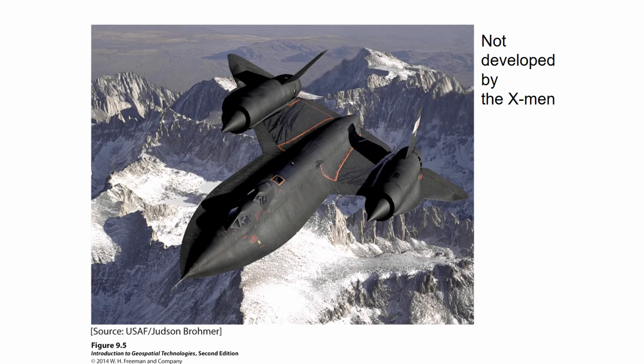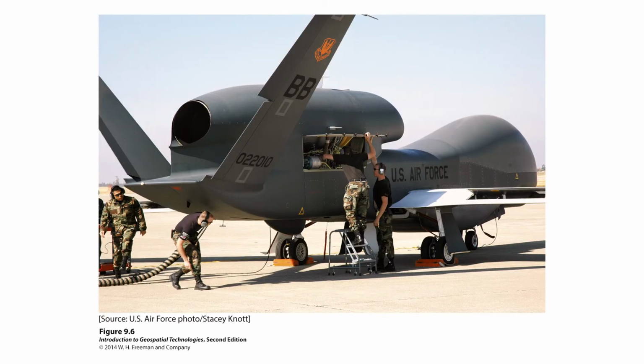This is the SR-71 Blackbird. It was not developed by the X-Men, contrary to what movies might let you think. It is a spy plane of the highest order. Not only do we use aircraft, we also use unmanned aircraft. It gives us nearly unlimited flight time and ability to hover over areas and take pictures at different angles and at different times. It's quite useful.